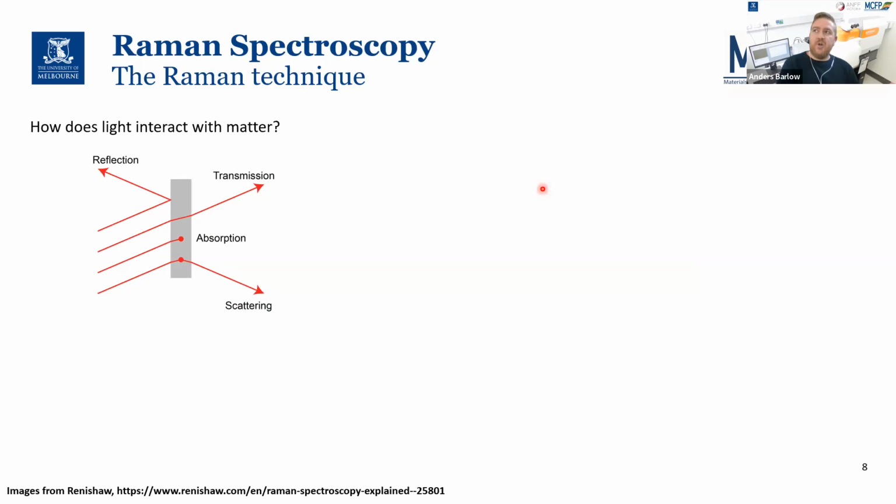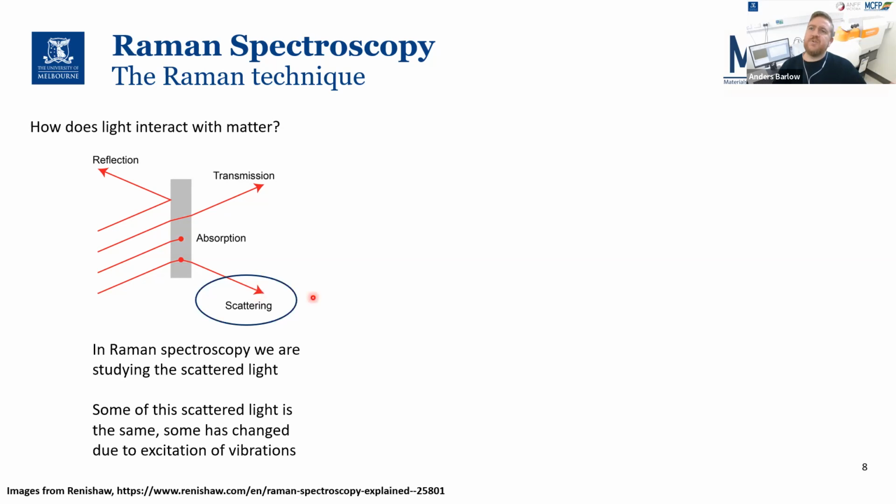So let's just go back to the basics and start to talk about the Raman spectroscopy technique and what we're actually doing here. So the first question that we want to discuss is, how does light actually interact with matter? So we really have 4 main ways that light can interact with matter. Light can reflect from a material, it can transmit through a material, it can be absorbed by a material, and then it can scatter from a material as well.